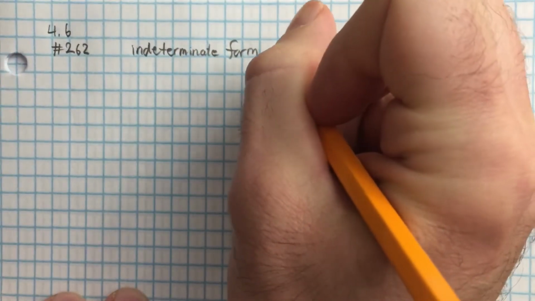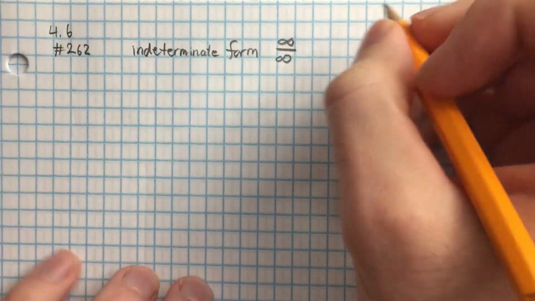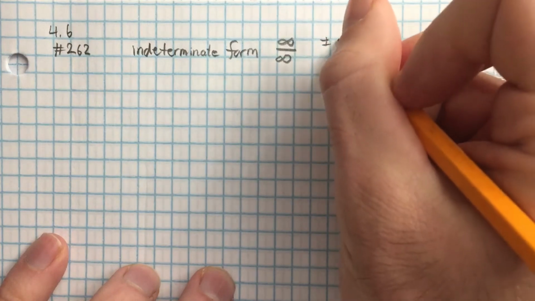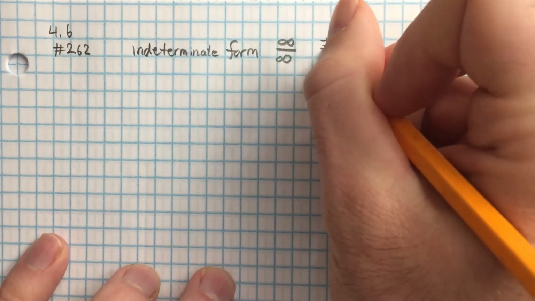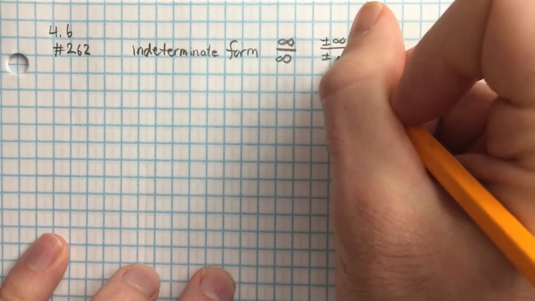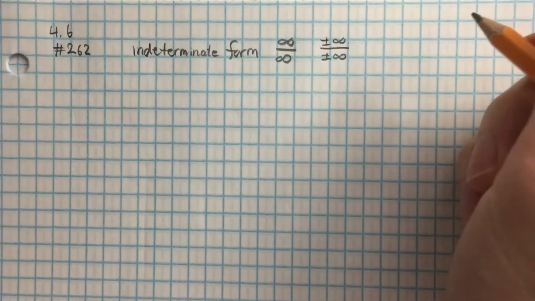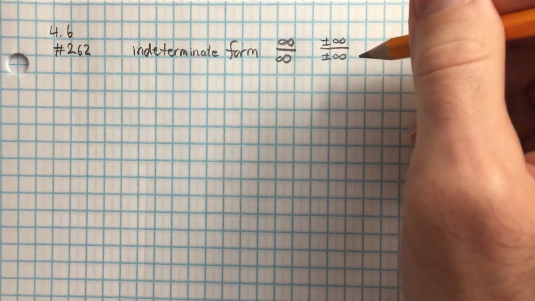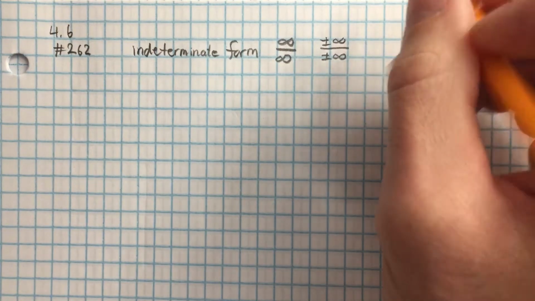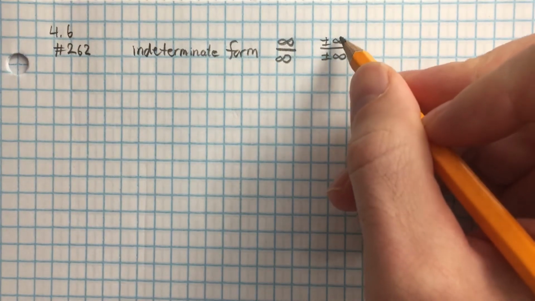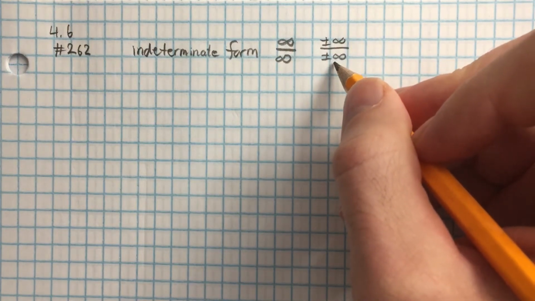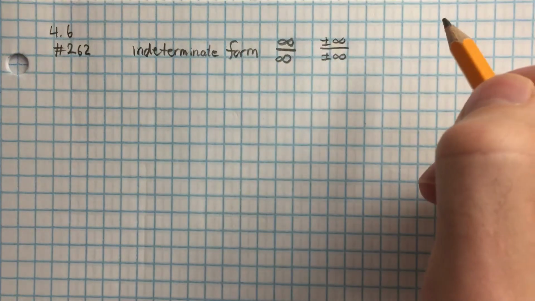infinity over infinity. It doesn't really matter what type of infinity it is, right? So sometimes it's written like this to show you that you have a bunch of options here. It doesn't really matter what type of infinity you have above or what type of infinity you have at the bottom, i.e. it doesn't matter what infinity the function is approaching in the numerator or what infinity the function is approaching in the denominator. Either way, it's an indeterminate form. We do not really know what's happening.